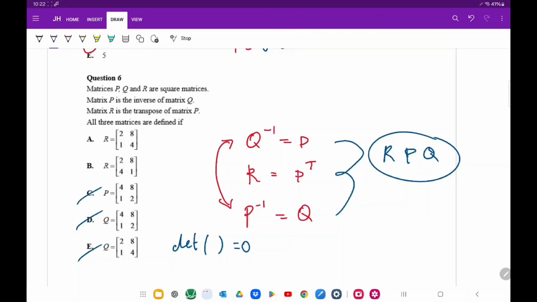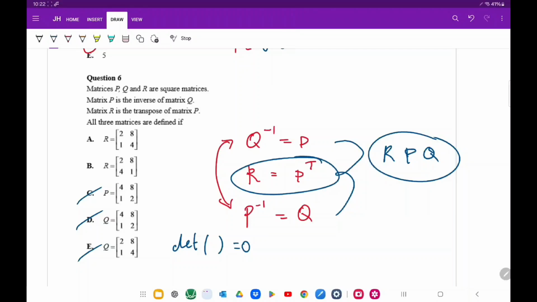So we've got to be very careful now with A and B. If you just look at the first instance of this question, you would say B is the correct answer, because obviously this one here has a determinant of 0. But we just need to make sure we check this, because R is the transpose of P.